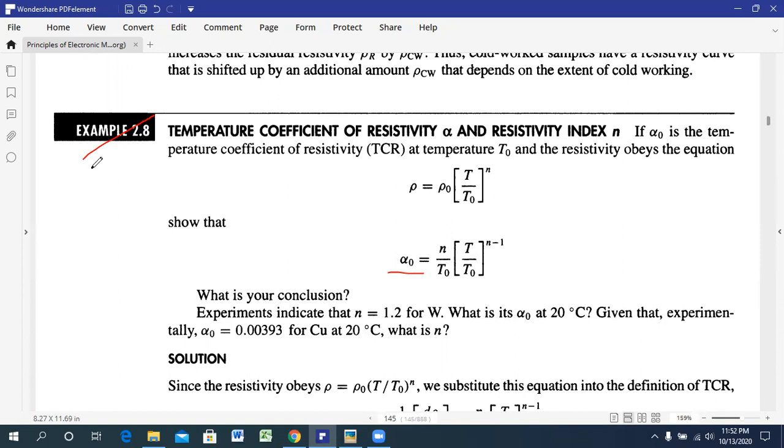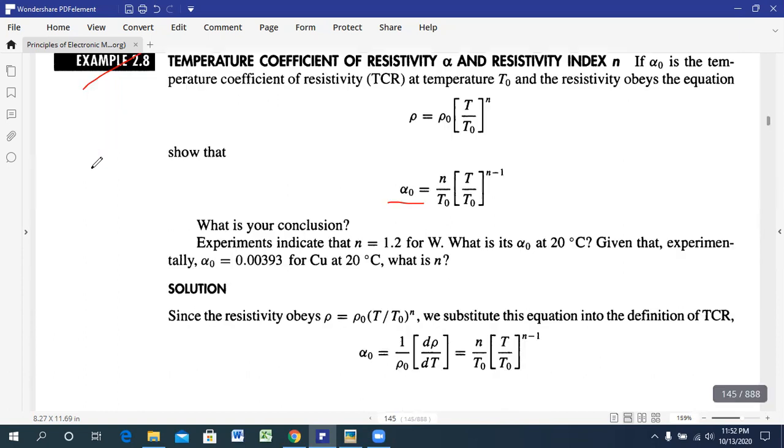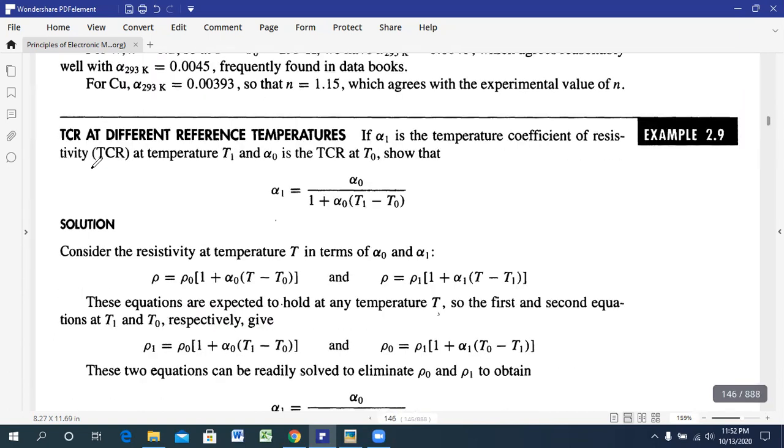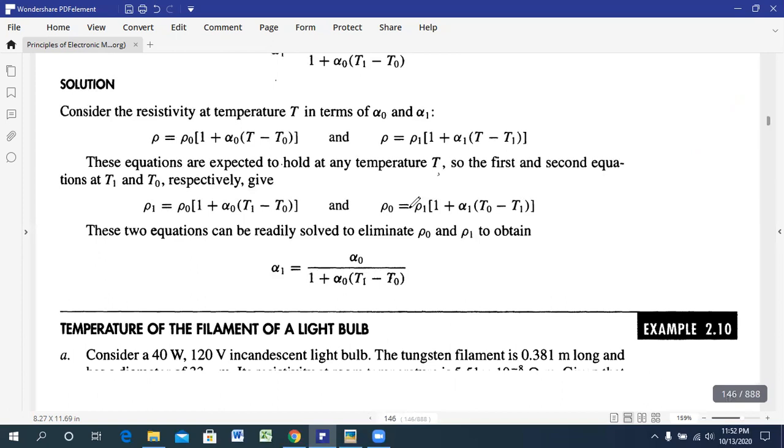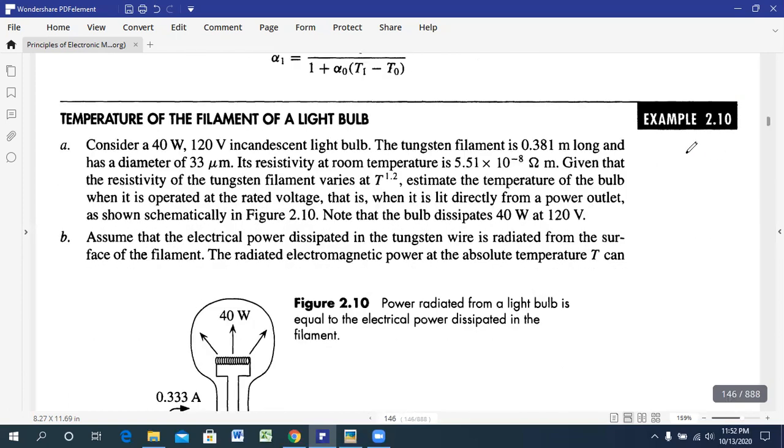and if you face a problem, we can solve these things in the problem solving class. Similarly, try to solve example 2.9, at a different resistive temperature. If alpha 1 is the temperature coefficient of resistivity, TCR, at temperature T1, and alpha naught is the TCR at T naught, show that alpha 1 equals alpha naught divided by 1 plus alpha naught (T1 minus T naught). And similarly, try to solve example 2.10. That one is given for a fluorescent bulb.